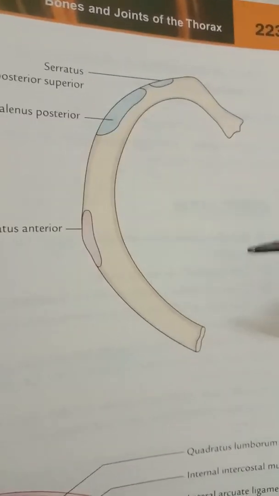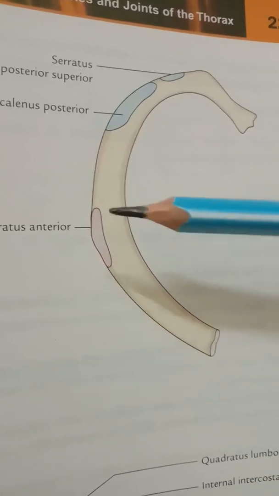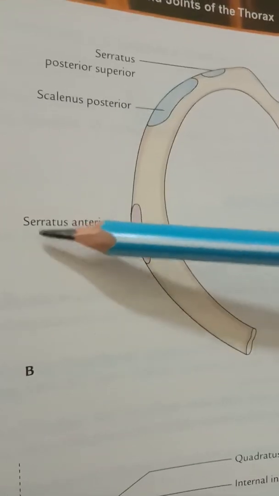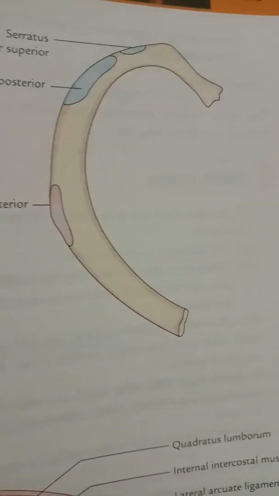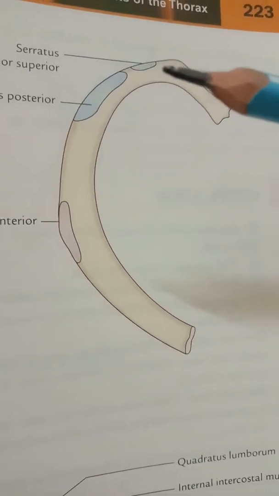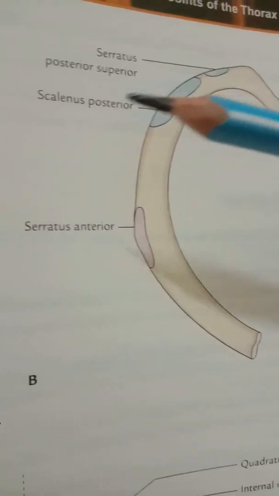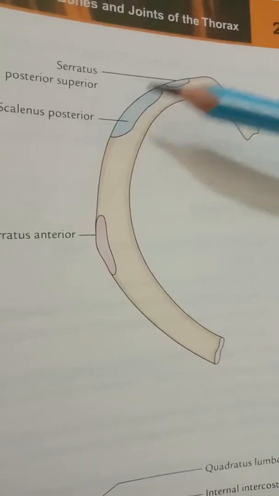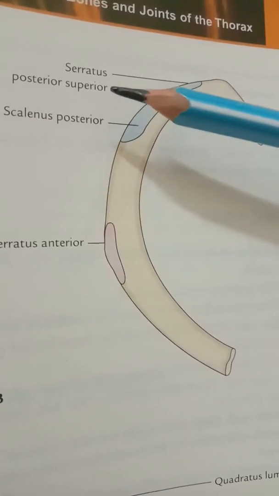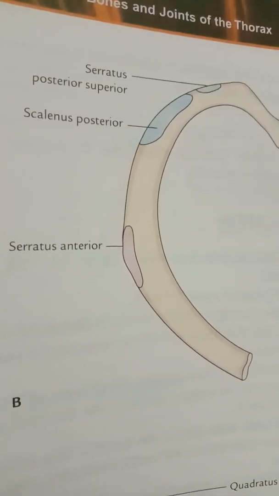Then let's see the attachments of the second rib. The rough tubercle on the outer surface gives origin to the serratus anterior muscle. Then the rough part of the upper border receives the insertion of the scalenus posterior. And posterior to it, it gives insertion to the serratus posterior superior.